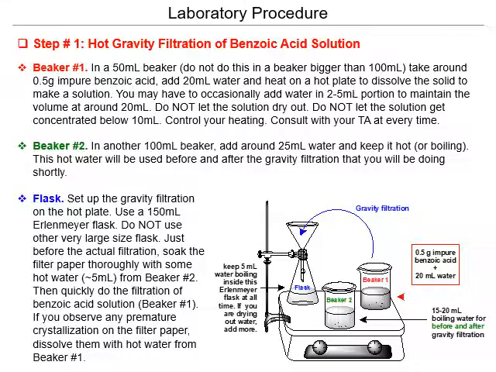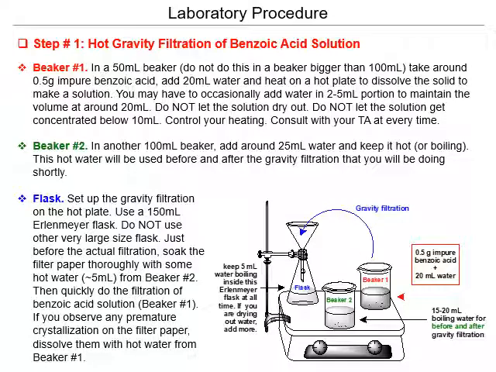So you're gonna have two beakers. In a 50 ml beaker that is not bigger than 100 ml, take around 0.5 grams of impure benzoic acid. You should always write what quantity you're working with. So in your laboratory notebook, you would have written this, and then you add 20 ml of water, and you heat on a hot plate to dissolve the solid and make a solution. You may have to occasionally add water in 2 or 5 milliliter portions to maintain the volume at around 20 ml. Do not let the solution dry out, and do not let the solution get concentrated below 10 ml.